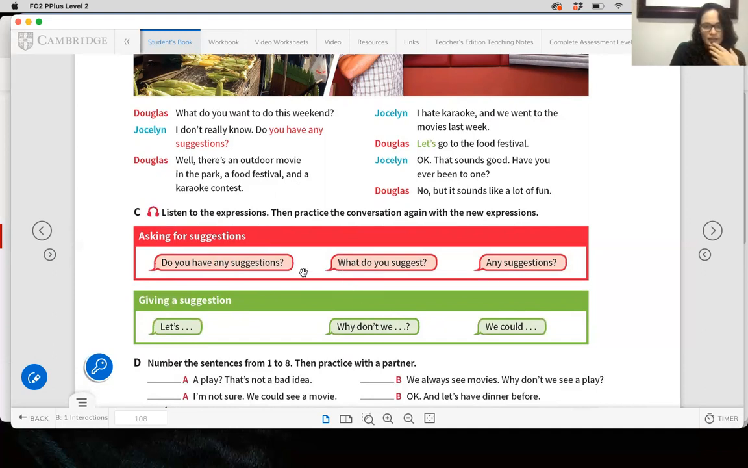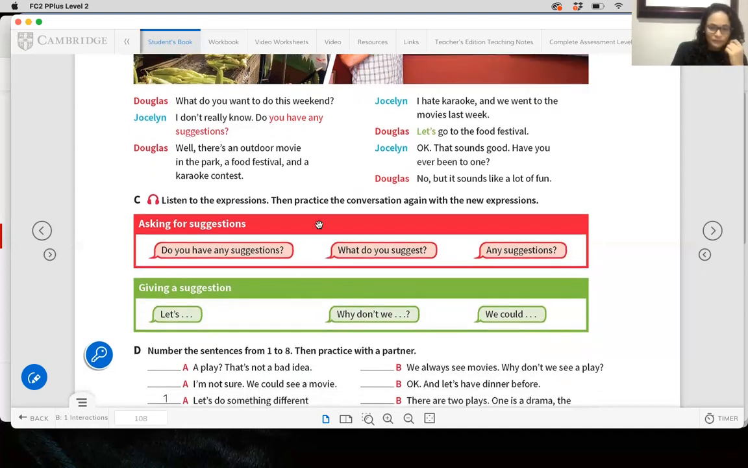And then we have, what do you suggest? This is another one. WH question, auxiliary do, subject you, and then suggest. What do you suggest? I suggest going to the movies. I suggest staying home. I suggest eating at a new restaurant. And then the easiest of all 3 is this one. Any suggestions? And then the person can tell you the suggestion. So these are 3 ways of asking for a suggestion.